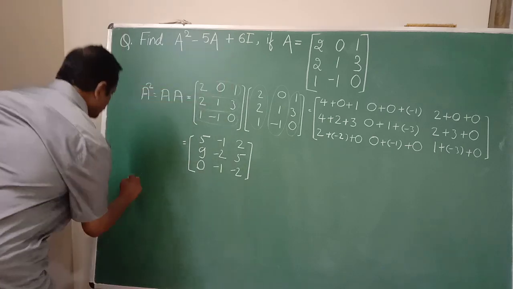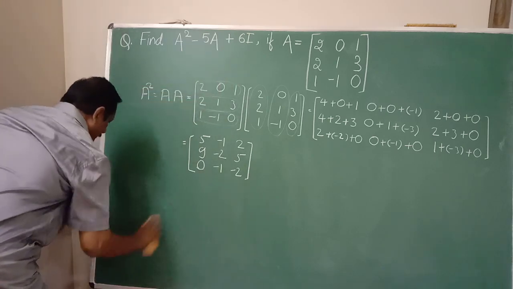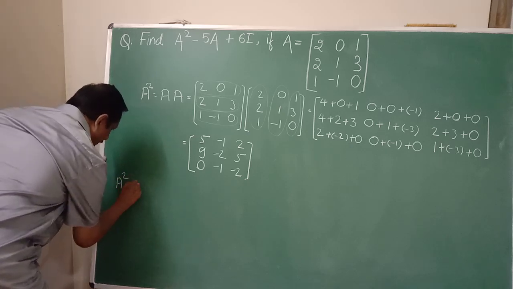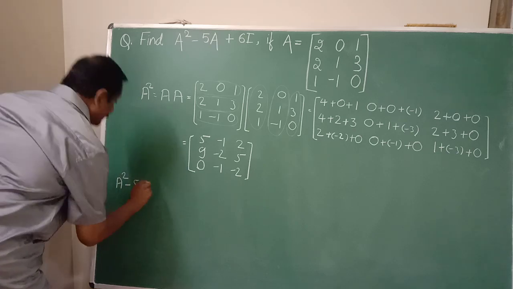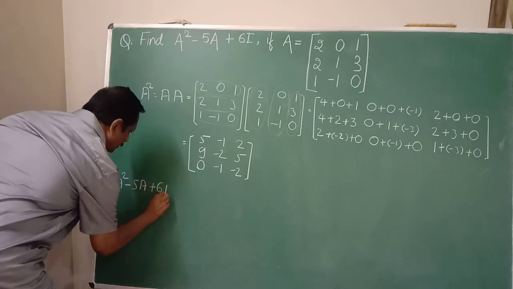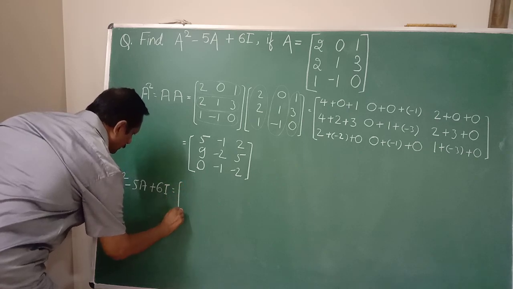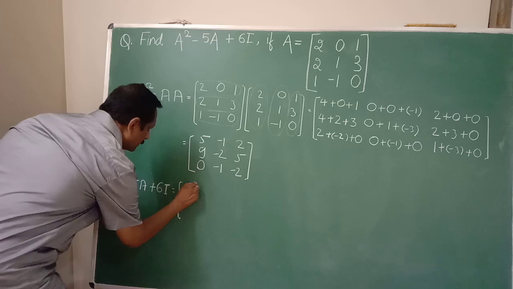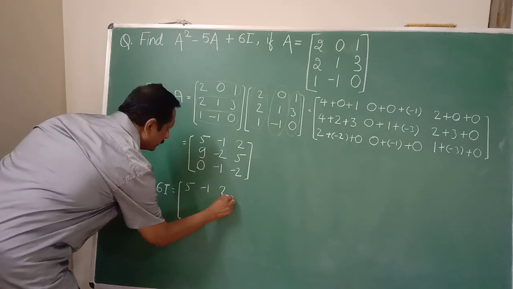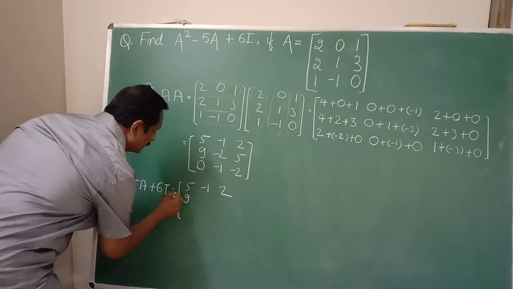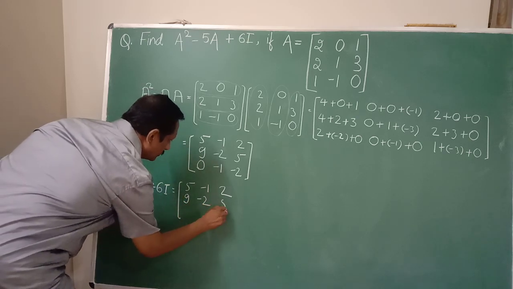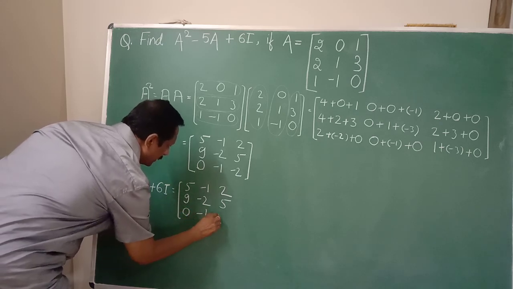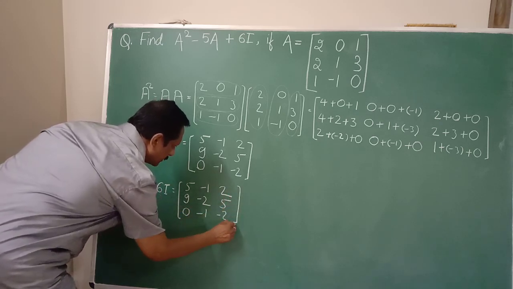Therefore A square minus of 5A plus 6I. A square matrix is this one here. So write here 5, minus 1, 2 here. Then 9, minus 2, 5. Then 0, minus 1, minus 2 here.